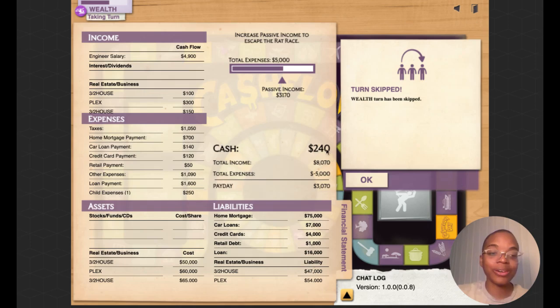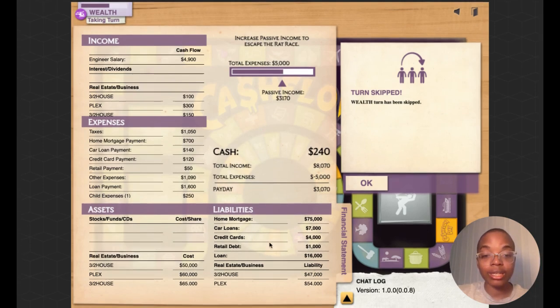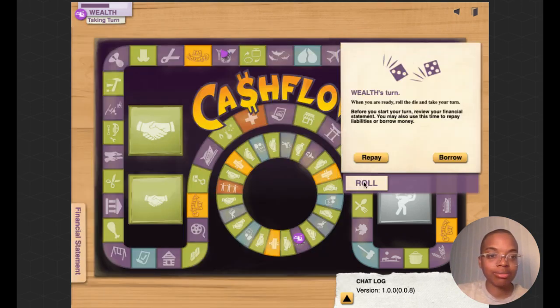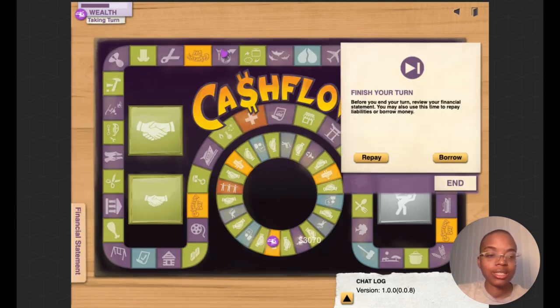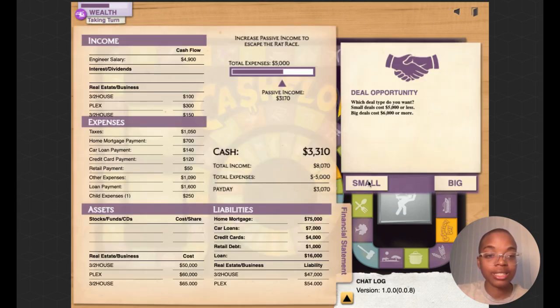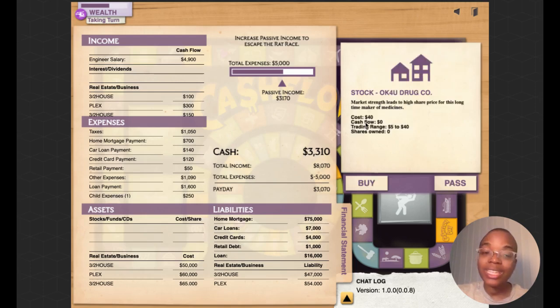Okay, so as you can see now, I got like $5,000 worth of expenses. I'm up $16,000 in loans, in addition to my other retail, credit card, car, and home mortgage debt. And now I've been downsized, so I got to skip two more of my turns. So I'm gonna stay diligent, right? Stay focused out here. I'm gonna do a small deal, $40. I gotta pass on that.